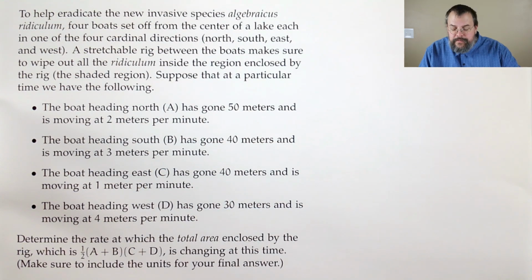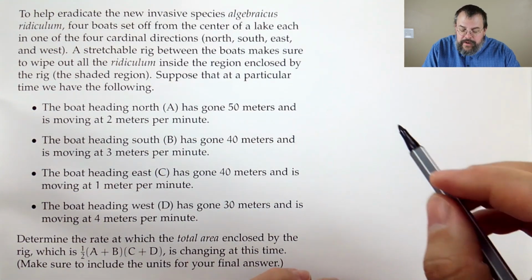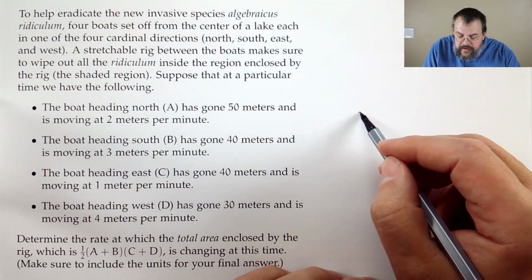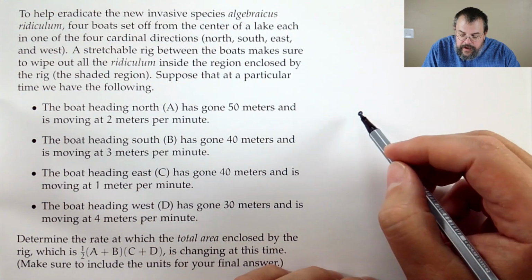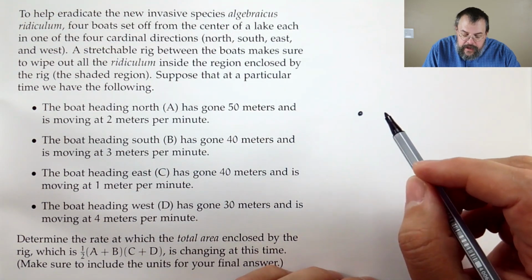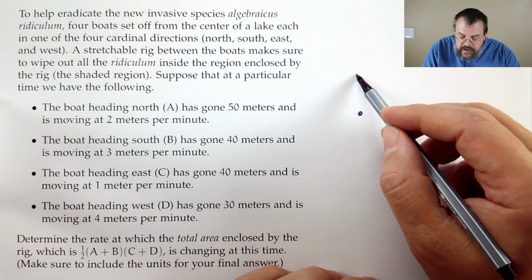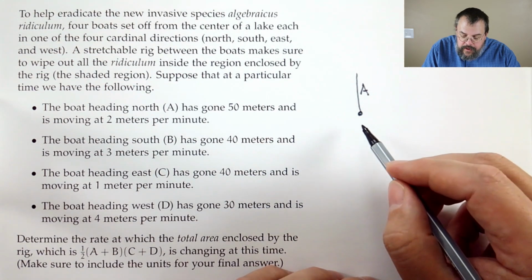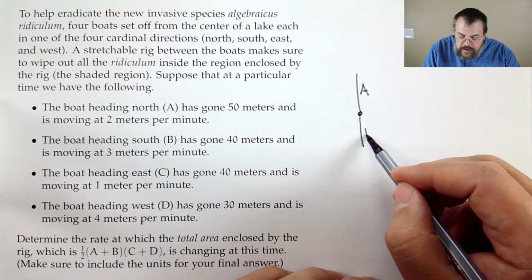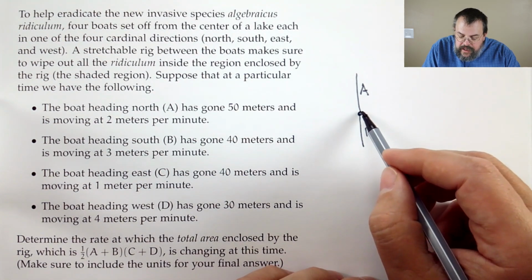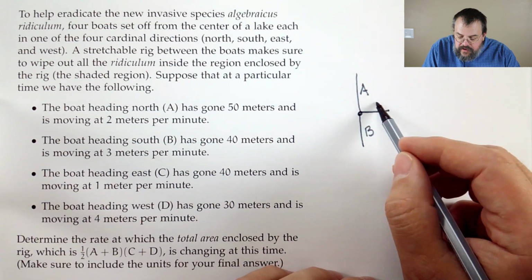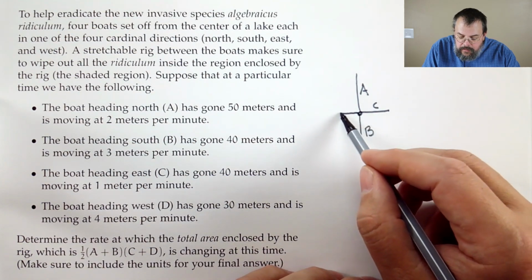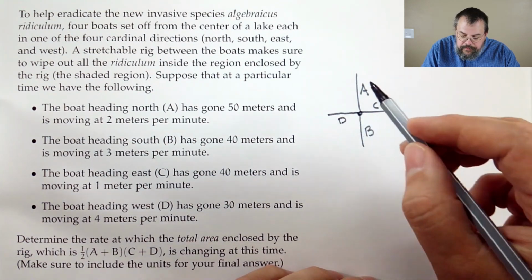Oh, there's a picture, we ran out of space for the picture. Let me draw the picture really quick. So what do we have? We have the center, and we have 4 boats. There's a boat here heading north, and that we'll label A. There's a boat heading south, which we label B. There's a boat heading east, which we'll label C. And there's a boat heading west, which we'll label D.